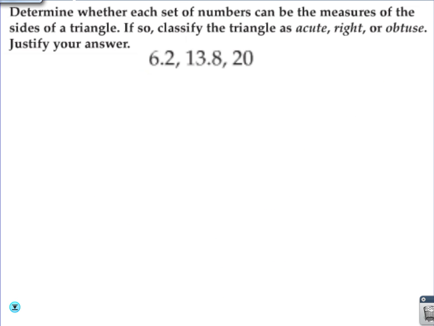Nearly finished. Be careful about getting gung-ho about these problems and saying, okay, I've got to do A squared plus B squared, I've got to do C squared. A lot of people are going to do that. Let's see what happens if I do. A squared plus B squared, C squared. Somebody's got a calculator, A and B are 6.2 and 13.8. I want you to type in 6.2 squared plus 13.8 squared and see what you get as an answer.